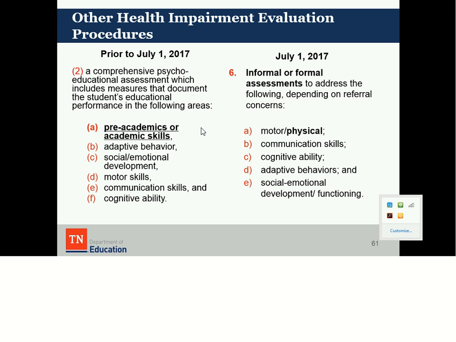Those areas can be done either informally or formally depending on the referral need. They do need to be included. All 5 areas need to be addressed. They can be addressed informally through checklists and observations, or formally through a direct assessment or a normative standardized assessment.